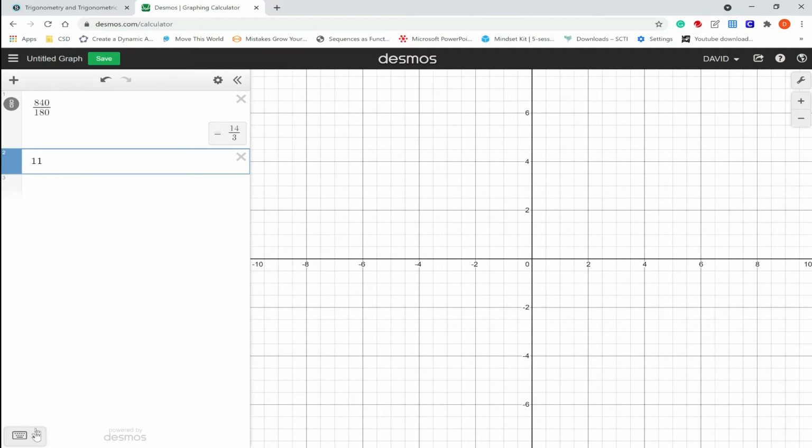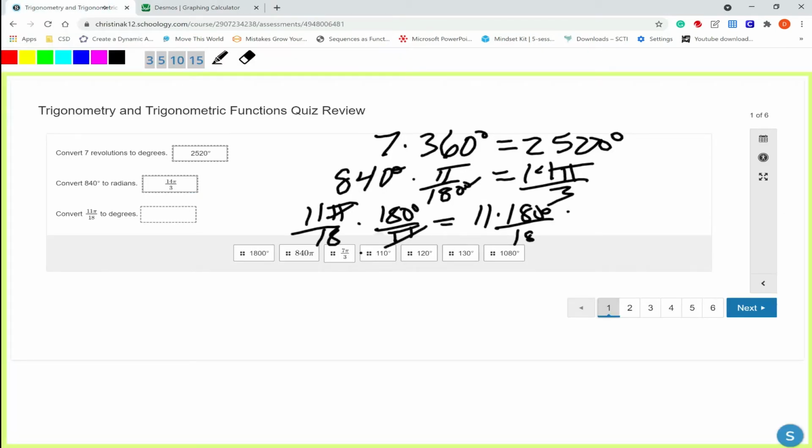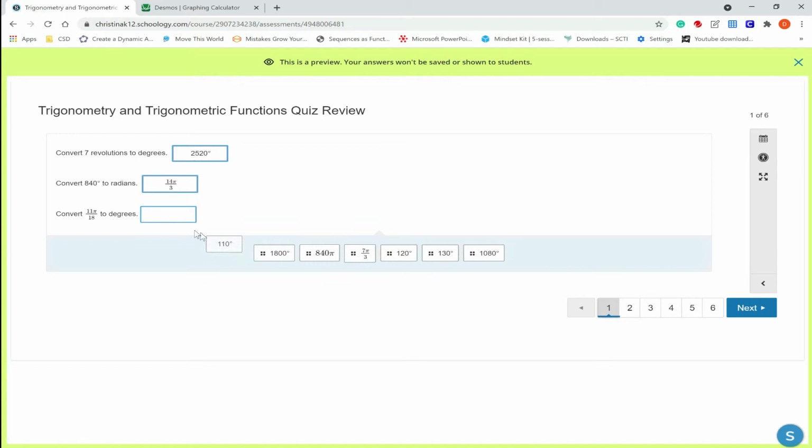11 times 180 divided by 18. So we're going to get 110 degrees. We're going to drag that into number 3, the third blank, and we are done with question 1.